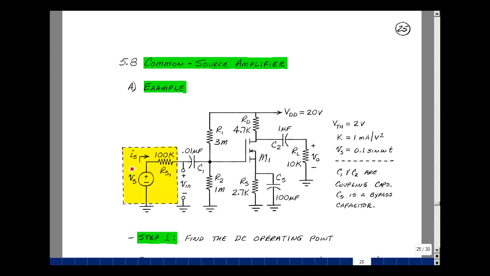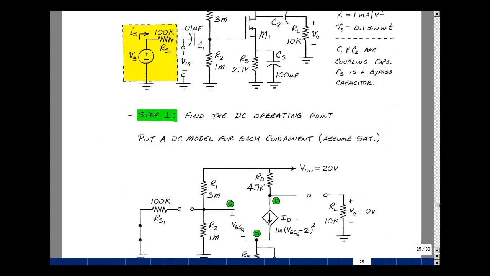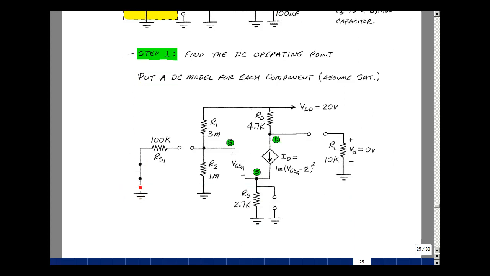The average value of this voltage source is 0, and that would be the equivalent DC value. A capacitor looks like an open circuit. Let's just redraw the schematic with those things done. Here's my short for the input, open for that capacitor, likewise in this one too. What about the model for the transistor?